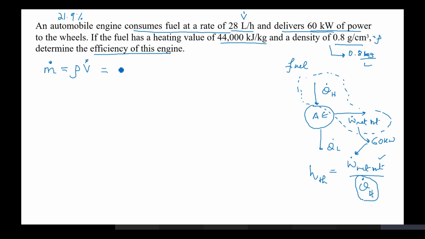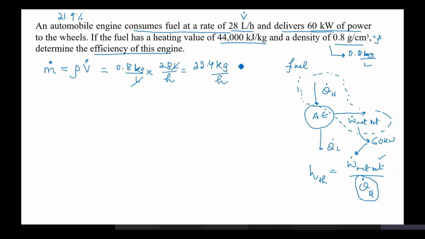Density I know is 0.8 kgs per liter, which is multiplied by the volume flow rate, 28 liters per hour. The liters would cancel out. What is 0.8 times 28? It is 22.4. So this is 22.4 kilograms per hour.